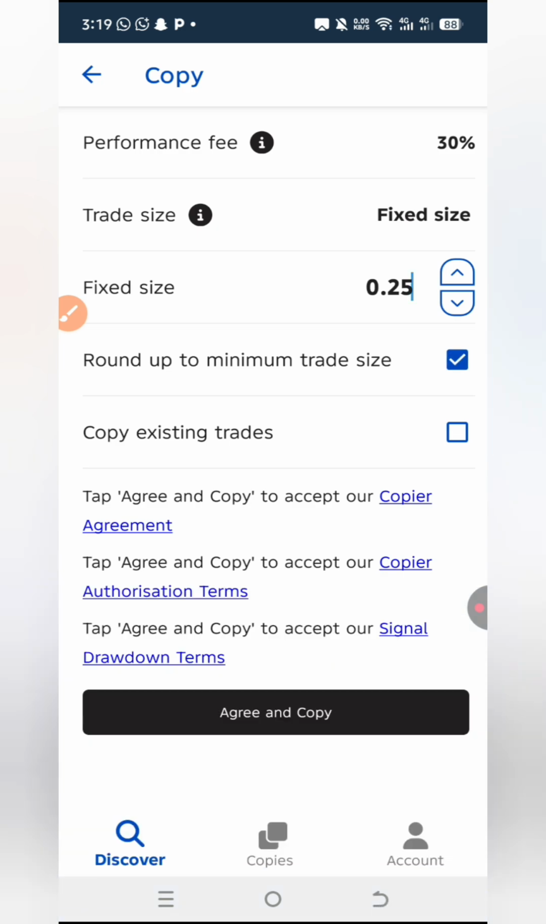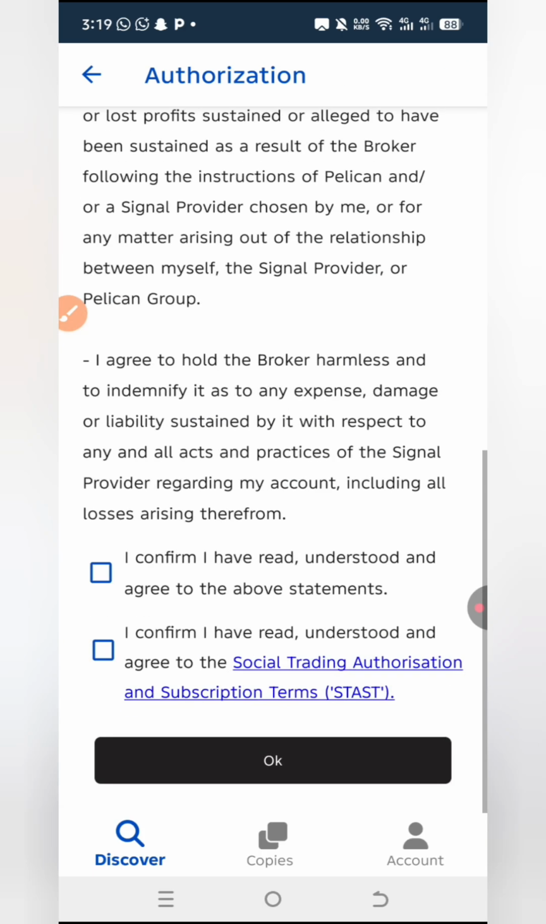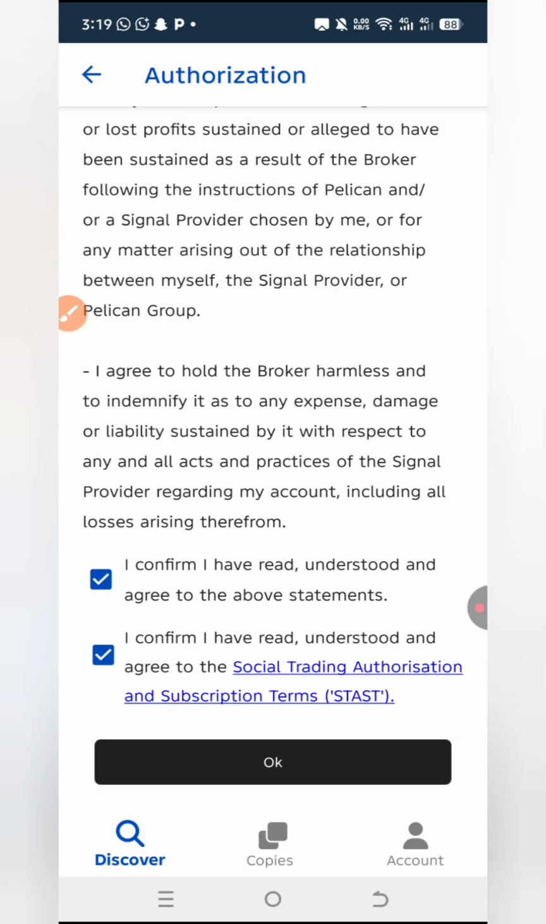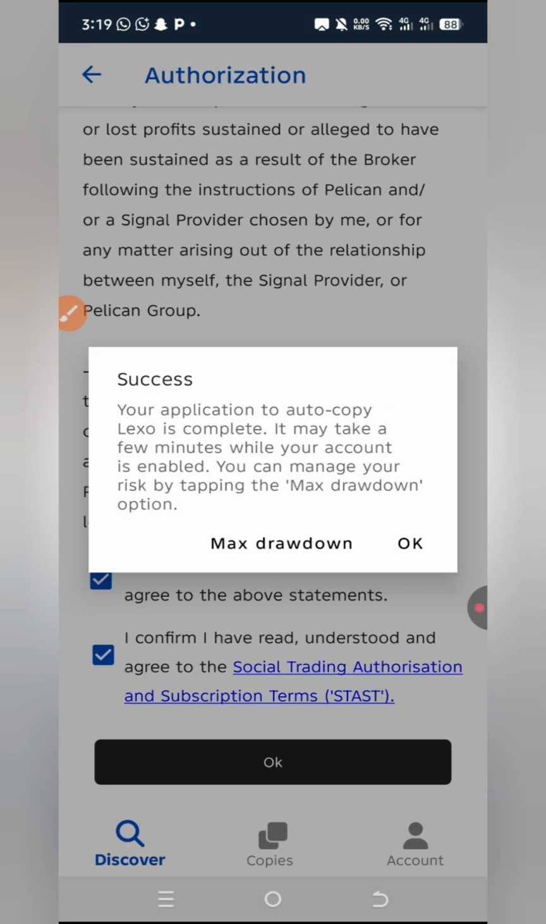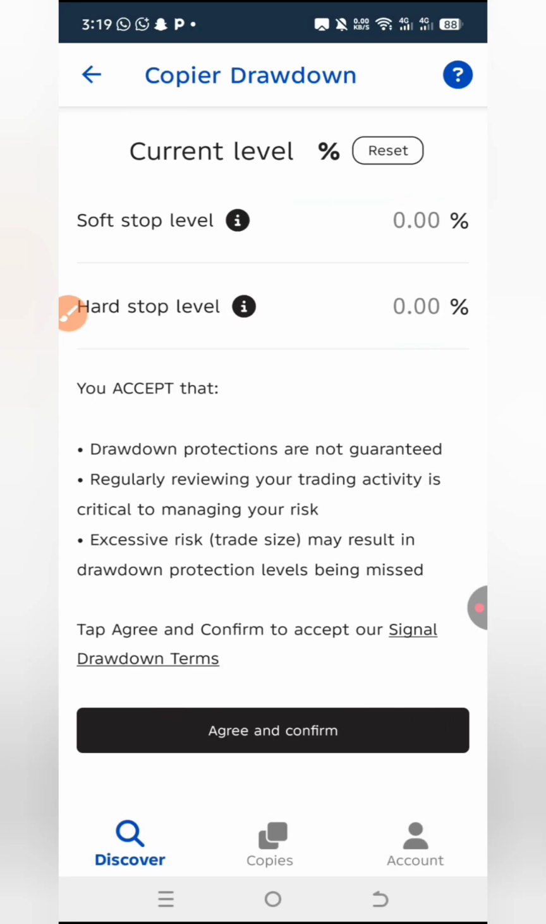Then copy existing trades. You might not need to copy existing trades. You don't need to. Then agree. Then you accept, then okay. Max drawdown, yeah. I think it is yes. So max drawdown, then you want to set this. This is a very sensitive place also.